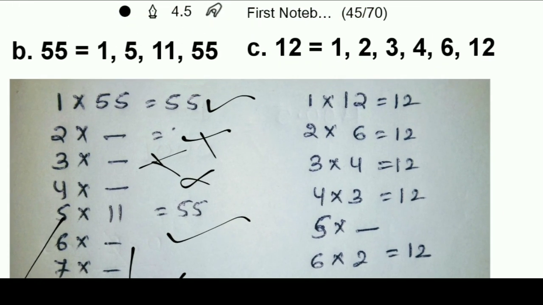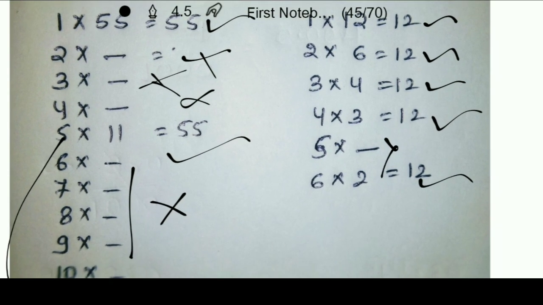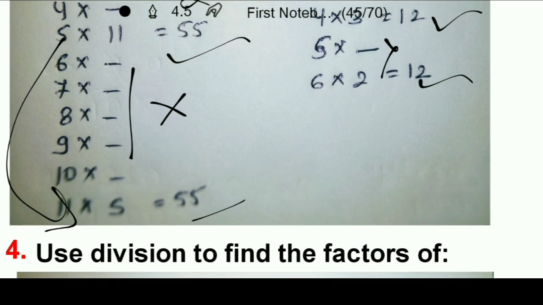12 equals 1, 2, 3, 4, 6, 12. So 1 12 is 12, 2 6s are 12, 3 4s are 12, 4 3s are 12, and 5 will not go in the 12 table. Then 6 2s are 12. So these are the factors of 12.